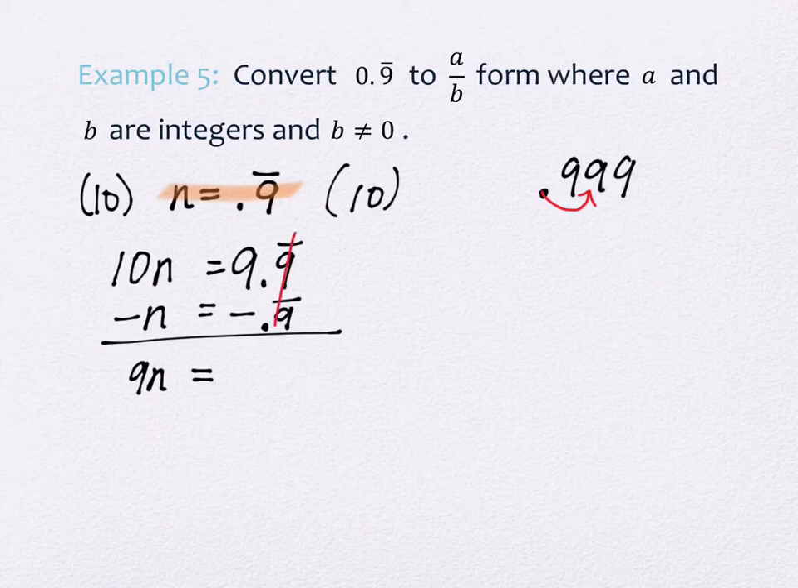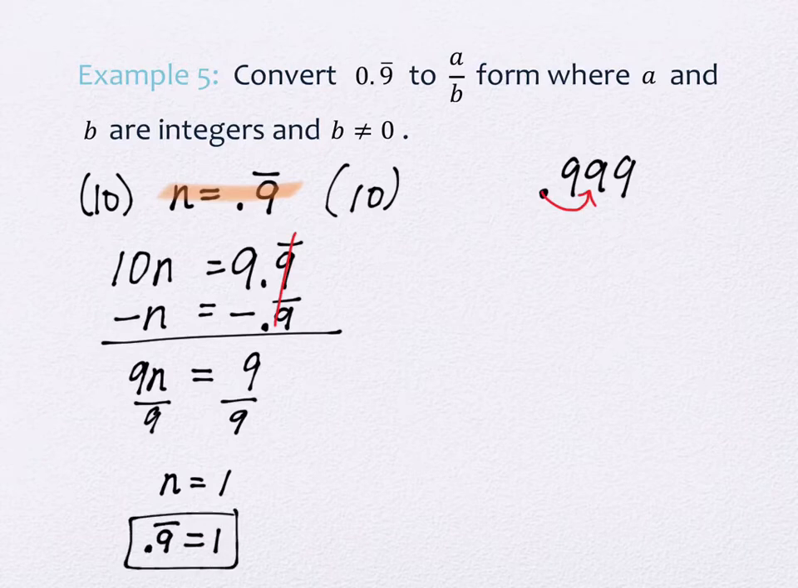And what in the world do you get on the right-hand side? 9. What would we do next? So what does n equal? 1. It is absolutely 100% true, provable, that 0.9 repeating equals 1. Emily's not sure.